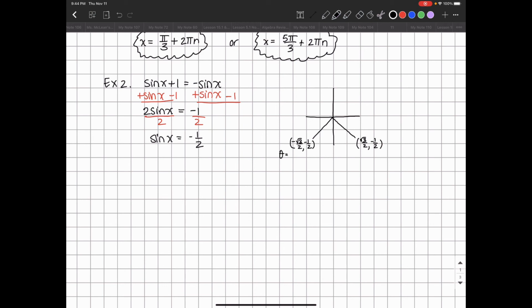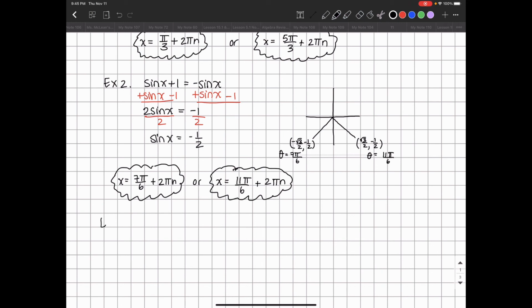The angle for this point here, that's the angle going from here to here, is 7 pi over 6. So that's one of my answers. And then this angle here is 11 pi over 6. So I have two answers here. I have x is equal to 7 pi over 6, and I want to include all coterminal angles, so I put plus 2 pi times n, n being any number that I want it to be. Or I can say that x is equal to 11 pi over 6 plus 2 pi n. So these are my two different answers.